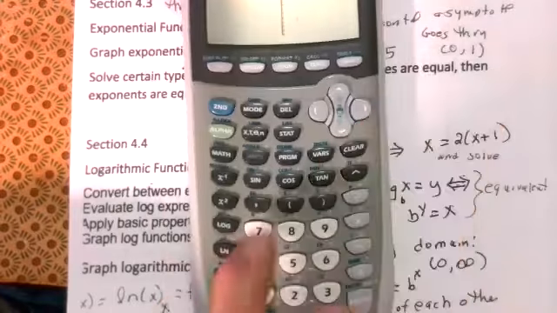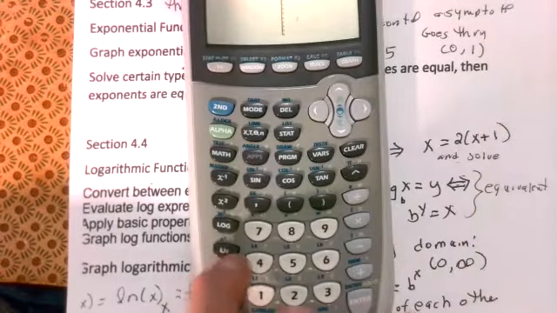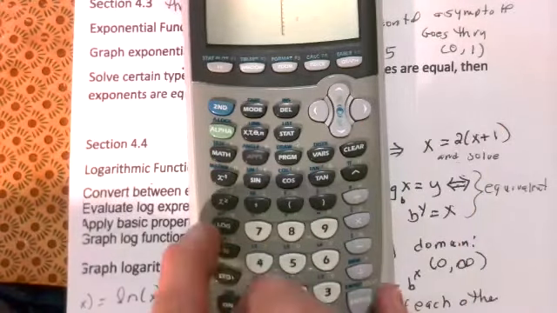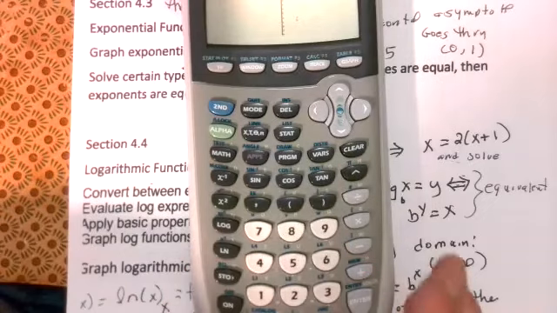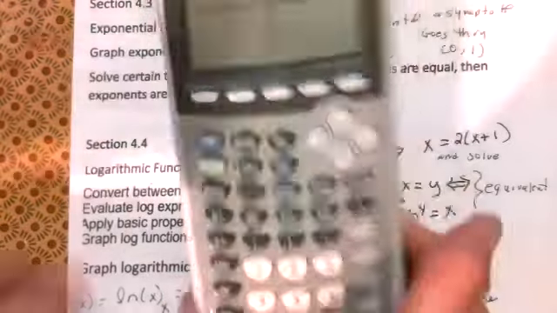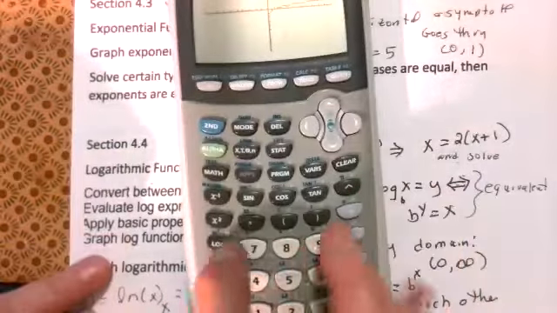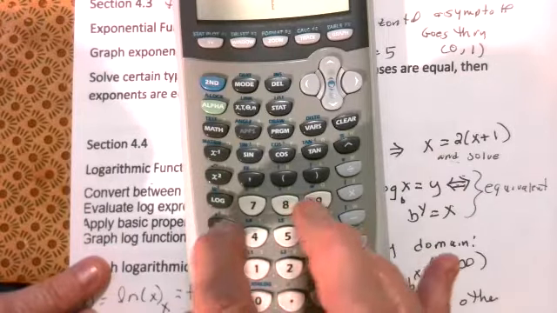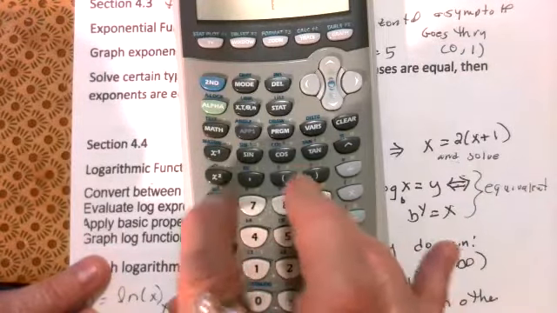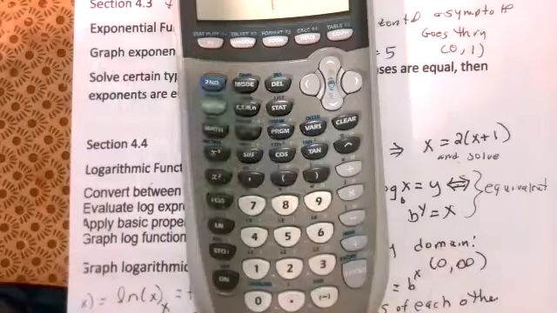If it's base e, the natural log is log base e. And this log here is log base 10. If you'll notice, above natural log is e to the x, because they're inverse functions of each other. And above log is 10 to the x, because they're inverse functions of each other.